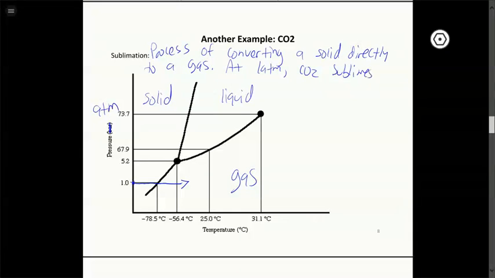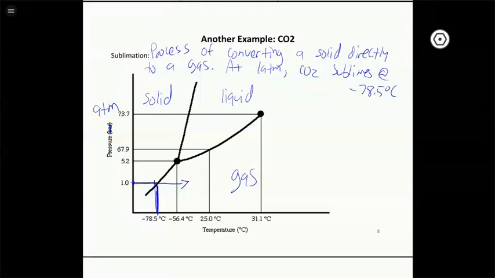CO2 sublimes at minus 78.5 degrees Celsius. That's that temperature right there where it hits the x-axis. All right, so dry ice, as we know, is very cold and it has to be minus 78.5 or below, or else it'll start subliming into the gas phase. And if you ever leave a cooler of dry ice sitting for too long, you'll come back and there's nothing there because that's just the gaseous CO2 going everywhere.